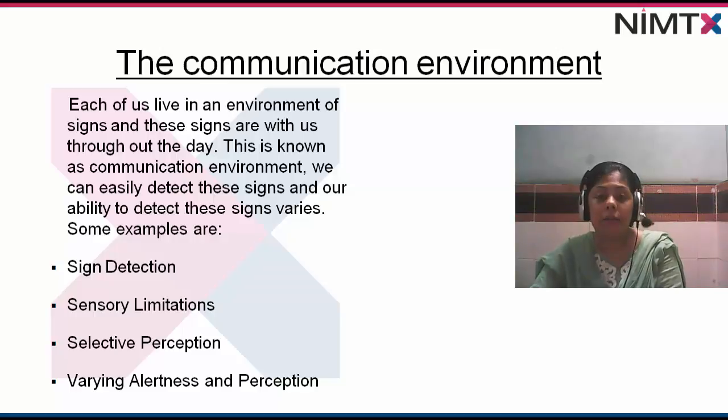We select, we see our choices. Whatever we like, we see that. Whatever we hate or we don't like, we tend to ignore it. So that is called selective perception.